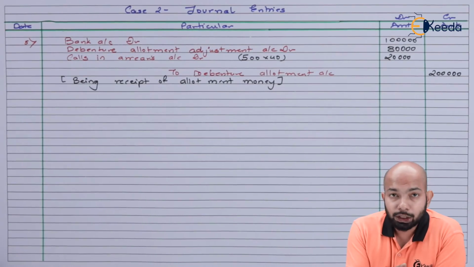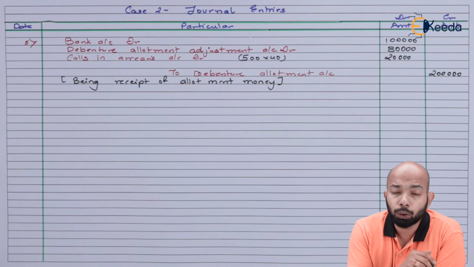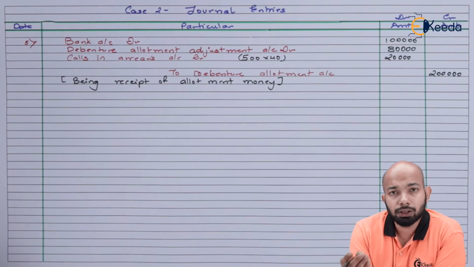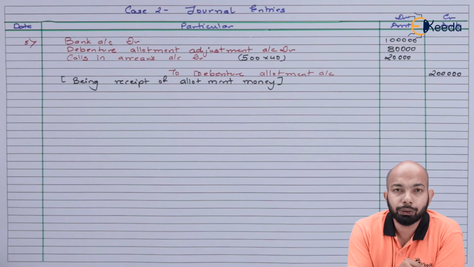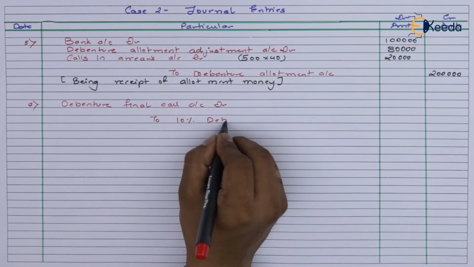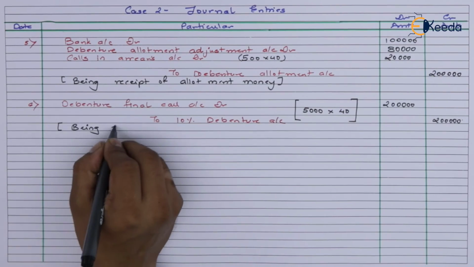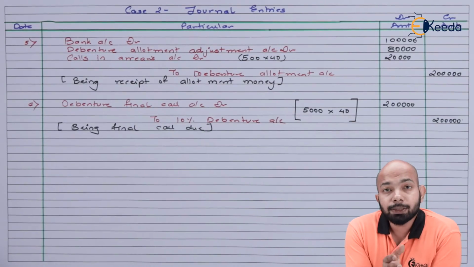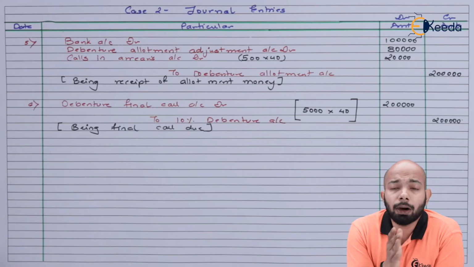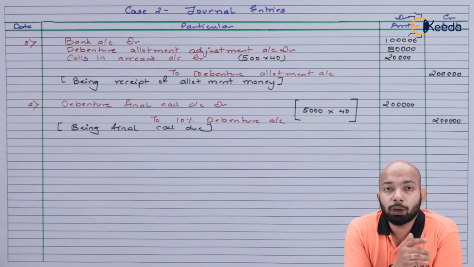Now, the next two entries will refer to final call due and final call receipt. So let's pass both of these entries. In final call receipt, there will be call scenarios again for 500 debentures. So it will be a similar kind of entry that we're going to pass. The due entry has been passed, which is debenture final call account debit to 10% debenture. Amount is 2 lakh because 5,000 debentures multiplied by 40. Hence, the total amount comes to 2 lakh rupees.